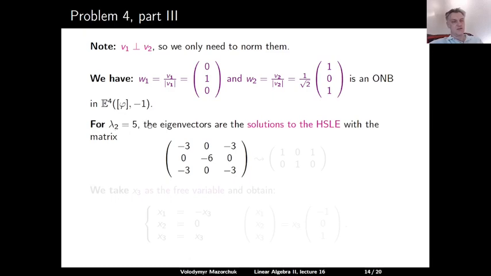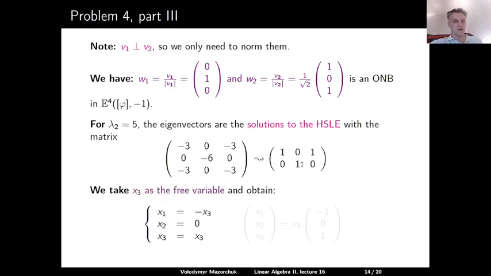For the second eigenvalue 5, the eigenvectors are the solutions to the homogeneous system of linear equations whose matrix is obtained from our matrix by subtracting 5 on the main diagonal. So we get the matrix minus 3, 0, minus 3; 0, minus 6, 0; minus 3, 0, minus 3. So the rows 1 and 3 are the same. We delete row 3. We divide row 1 by minus 3 and row 2 by minus 6. And so we get the matrix 1, 0, 1; 0, 1, 0. This is a row echelon form with leading elements in the columns 1 and 2.